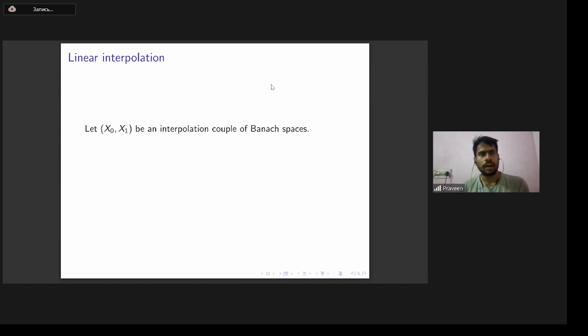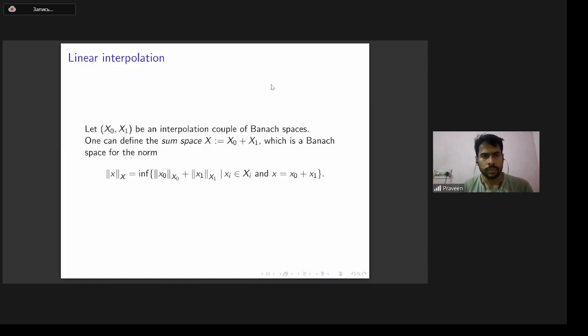Now we will see how the classical real interpolation theory, which is a linear interpolation theory, fits into our setting. So we are taking our interpolation couple X0, X1 of Banach spaces. Then this sum that we are calling the sum of these two spaces, say X, is again a Banach space with this norm.